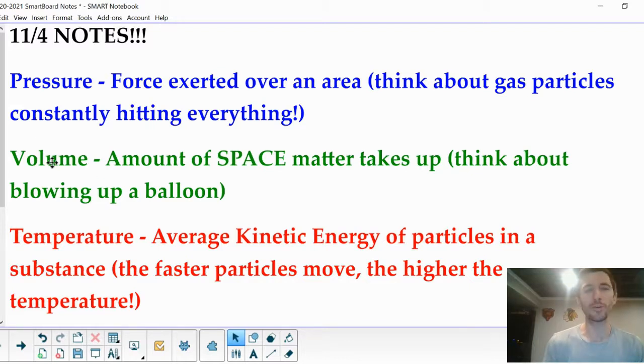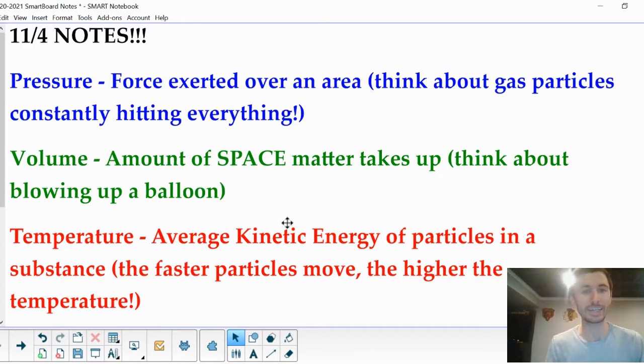Volume we've dealt with before. It's how much space matter takes up. If you blow up a balloon, the bigger the balloon is, the more volume in the balloon. The smaller the balloon, the less volume in the balloon. Okay? And then temperature we've dealt with before. It's pretty much how fast particles move. So the faster particles move, the higher the temperature, the hotter something is. The slower the particles move, the lower the temperature. It's all about how fast particles move.